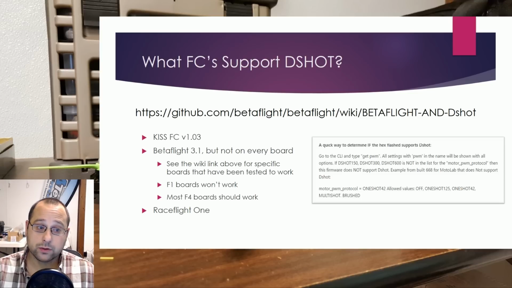That's for Betaflight, of course. The KISS flight controller with firmware 103 supports Dshot. And Raceflight 1 supports Dshot. Raceflight 1 is not released yet, but my contact with the Raceflight devs tells me that Raceflight 1 supports it, and it is possible for some people who are testers to get copies of that and test that out. Perhaps that's something you could do if you're interested.